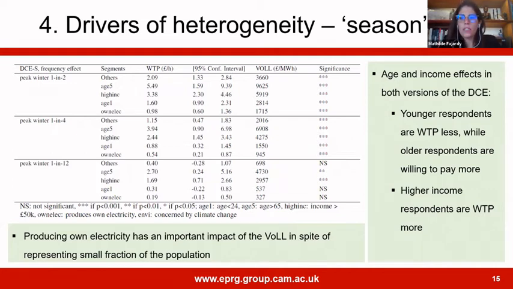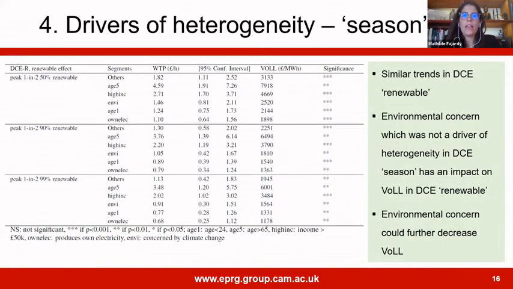Overall, we found that older and higher income respondents were willing to pay more to avoid blackouts, and people producing their own electricity, even though it's a very small fraction of the respondents, about 2 or 3%, was still quite statistically significant. And obviously people who produce their own electricity have a lower VOLL because they care less about the security of electricity supply. And in the renewable version, we find the same drivers are true. We find that income and age are also the main drivers of heterogeneity, which confirms the robustness of the effect.